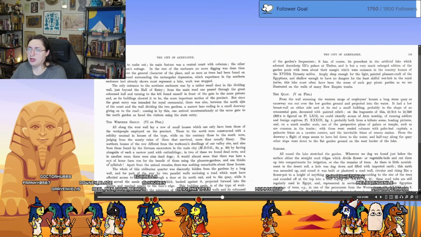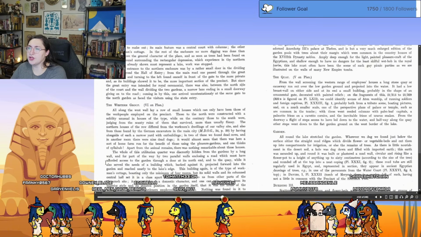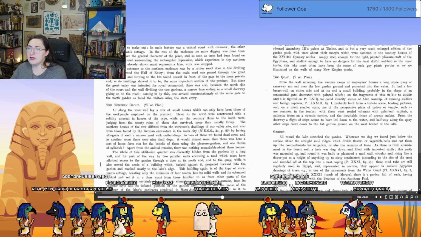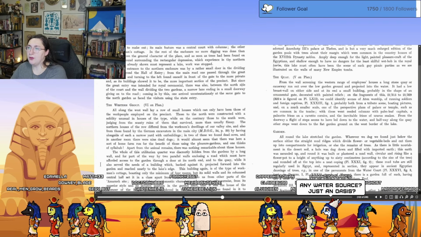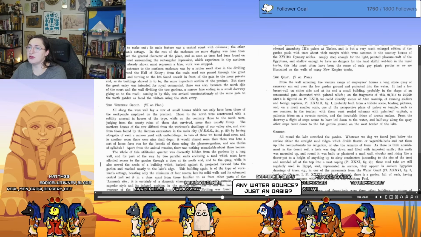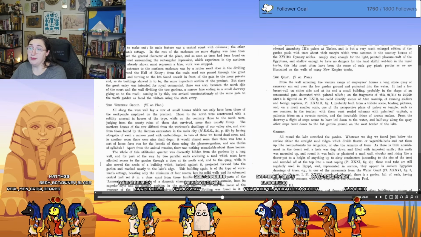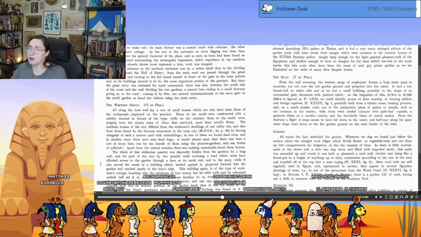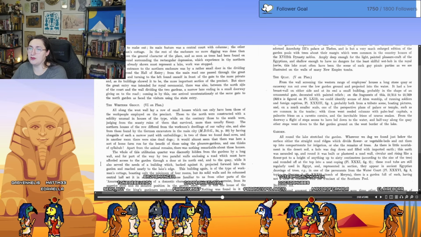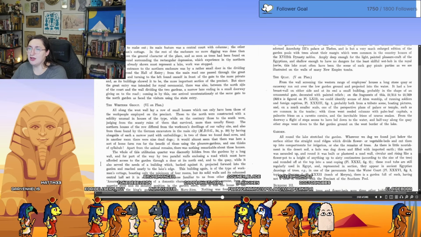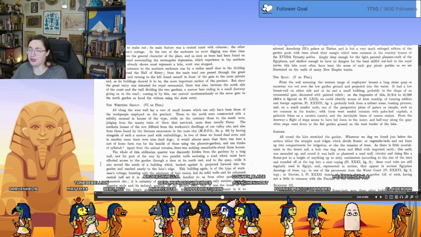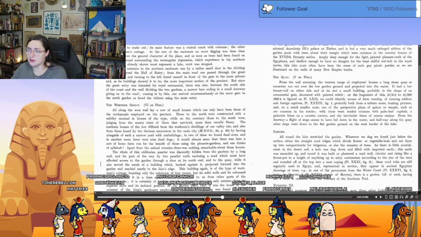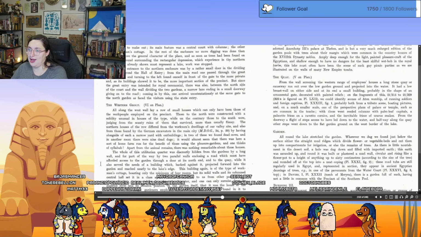Go back. All along the west wall lay a row of small houses which can only be those of workpeople employed on the precinct. Those to the north were constructed with a solidity usual in houses of the type, while on the contrary those to the south were, judging from the scanty ruins of them that survive, more than usually flimsy. The northern houses of the road differed from the workmen's dwellings on our valley side, and also from those found by the German excavators of the main city, by having alongside of each a narrow yard with outbuildings. In 2 of these we found dead cows, and in another room there were 9 dead dogs. Well, that's gotta get added to my corpus.